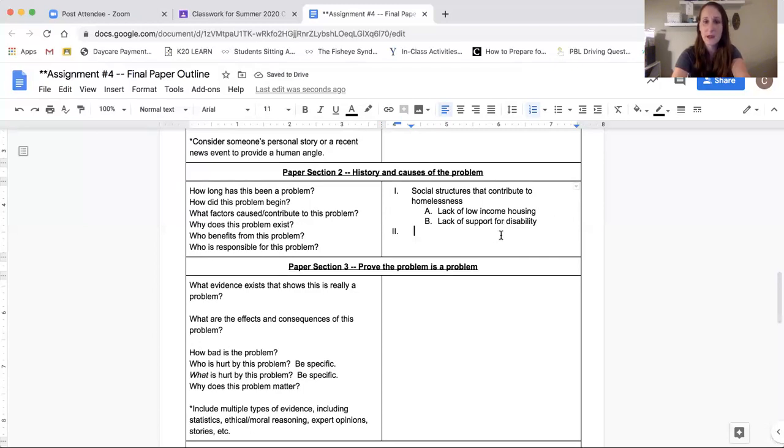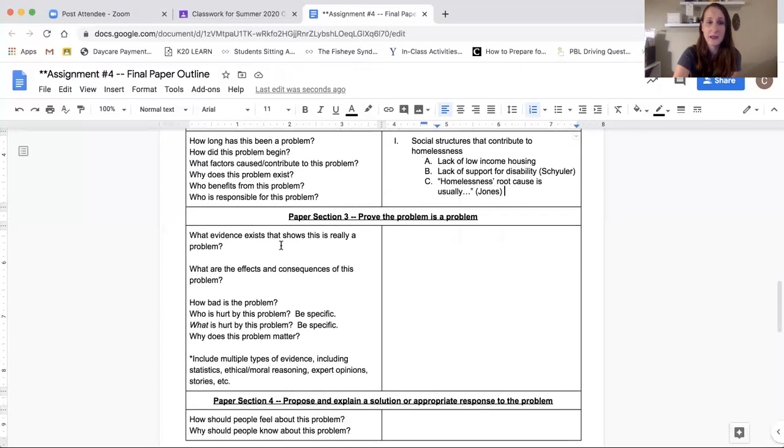Another thing you probably want to be doing at this stage is noting your sources. So maybe there's a source here that you want to remember goes with this, or maybe you even want to put a quotation. Again here, what evidence exists that shows this is really a problem? I don't just want to write statistics about homelessness.